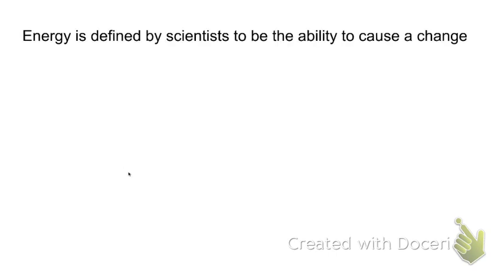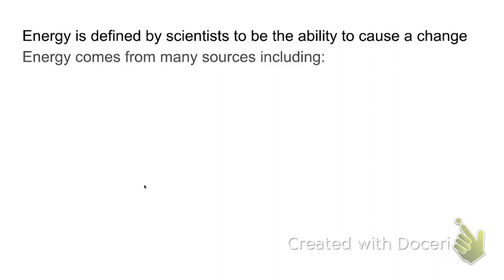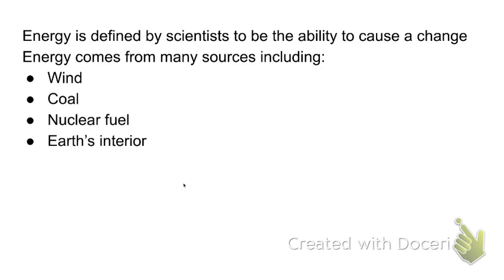So to begin with, energy is defined by scientists as the ability to cause change. So that first statement should have been an agree. Energy is the ability to cause change. Energy comes from lots of different sources. We did a lab on Friday where you got to observe some sources, okay? But some common sources: wind, coal, nuclear fuel, the Earth's interior, and the sun. Lots of different sources from which we can get our energy.